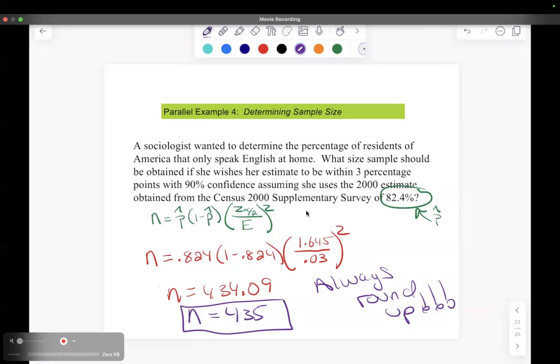For the 0.03, what does the E represent? That's the margin of error. Oh, okay. Within the percent. And that's the 3% percentage? Yes. Oh, okay. Thank you. You're welcome.